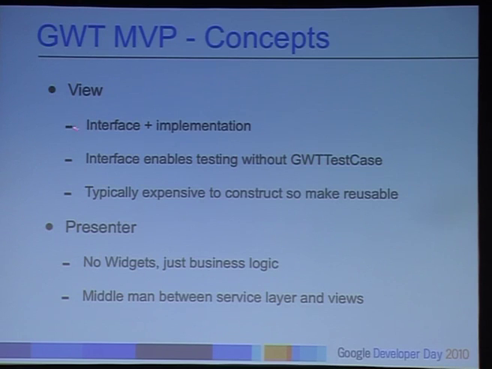So in 2.1 MVP, a view is actually going to be an interface rather than an implementation. And by defining the view as an interface, you can test it by creating mock objects for the view and not have to instantiate the GWT test case class to do that. This is important.